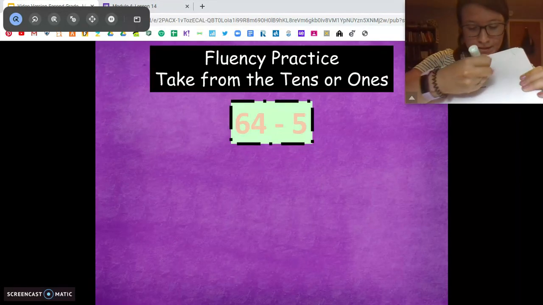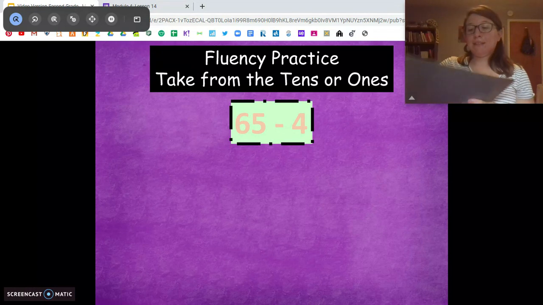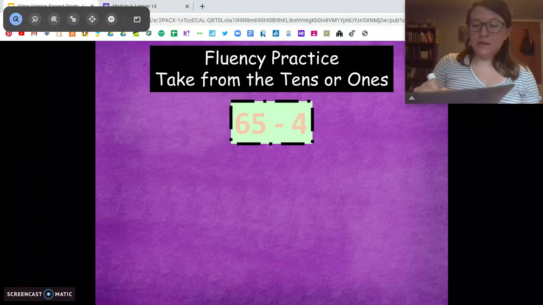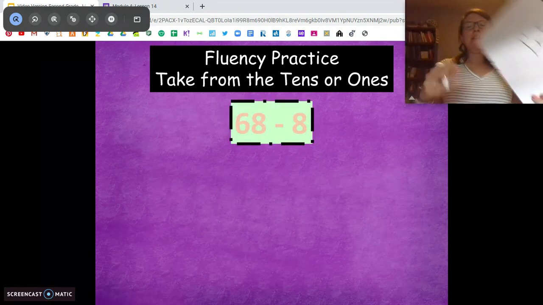Yeah, we're going to have to take from the tens because we can't take 5 away from 4. What about 65 minus 4? So we're switching the ones places in this one. 65 minus 4. Can we take from the ones? Yes, we can. Awesome job.